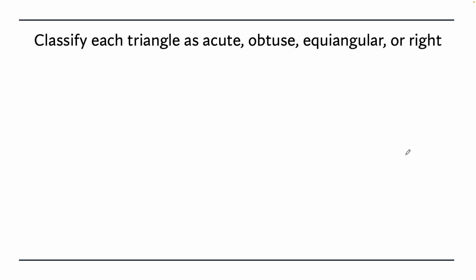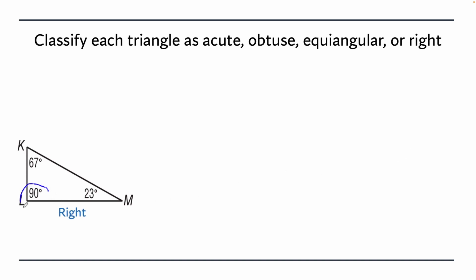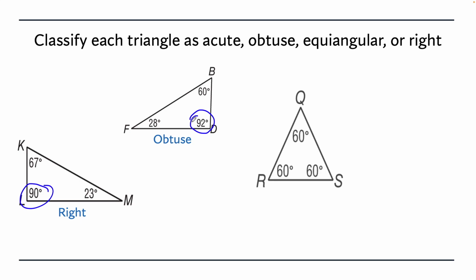So let's practice a bit. We're going to classify each triangle as acute, obtuse, equiangular, or right. So what about this one? This is a right triangle because we've got that 90 degrees right there. This one is obtuse. It looks like a right triangle, but see right there, it's 92. That's still an obtuse angle because it's just over 90 degrees.